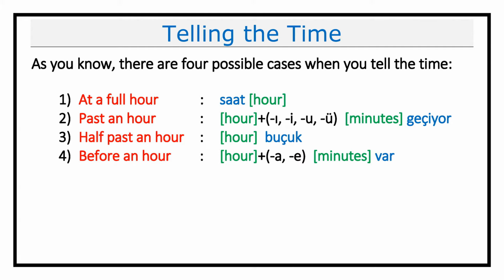Last, according to the fourth rule, in order to tell the time when minutes are left before an hour, you mention the hour with one of the 2 dative case endings, a or e, then mention the minutes, and then add the word var. That's it for the rules. Let's see the rules in practice.